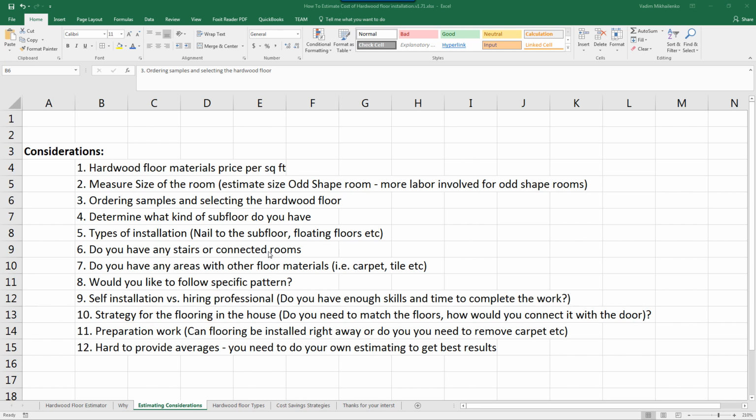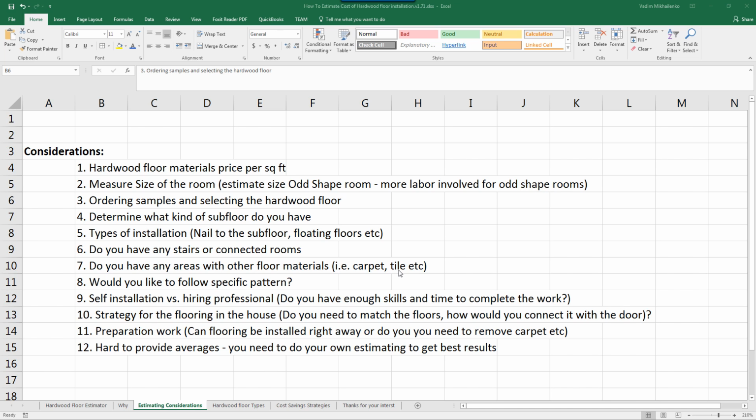Do you have stairs or connected rooms? How do you want to handle them? Something to consider, right? If you're doing it just for one room, or you eventually want to do it for the entire house, the entire floor. So the better image you have of what you're going to do, the better it is, because it helps you estimate overall. Maybe right now you'll just do one room, but later when you have more money, you can do other rooms, hallways and some other areas, right?